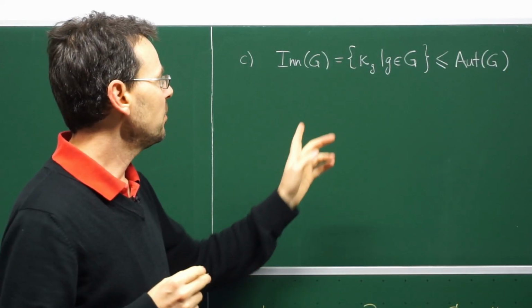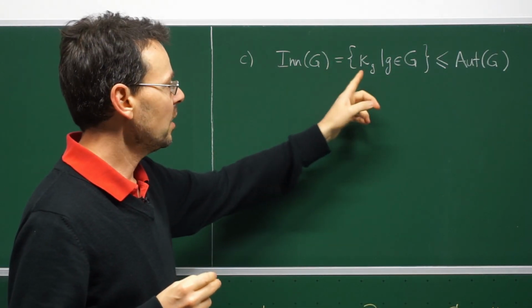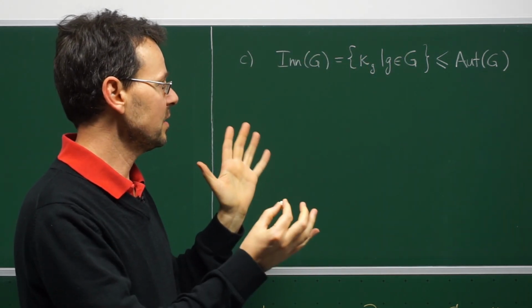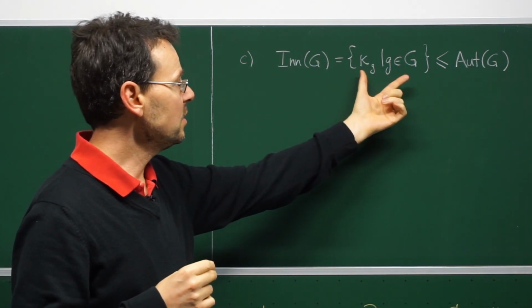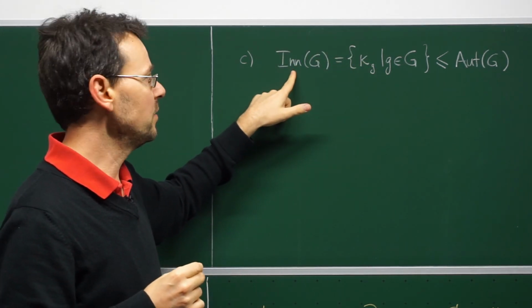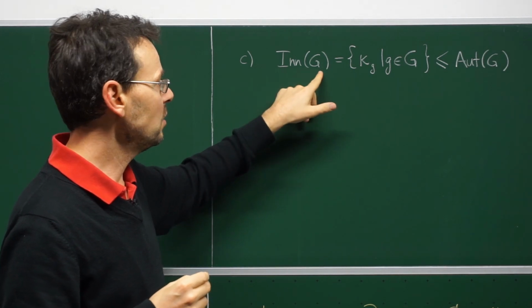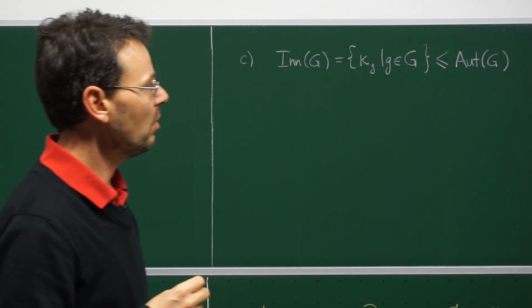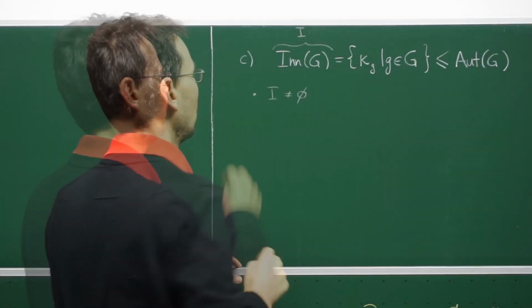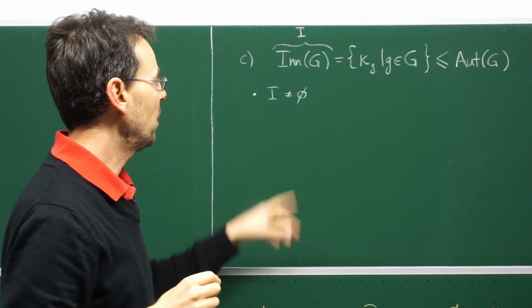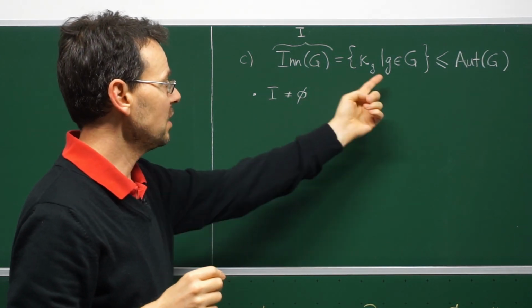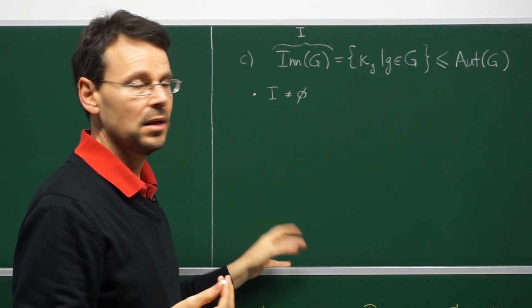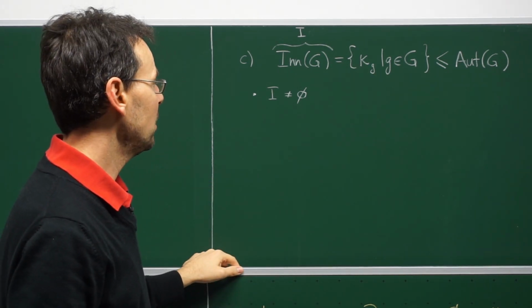Okay, in part C, we take all the conjugations by all the group elements together as a set, and then these are called the inner automorphisms of G, denoted by Inn(G). And now we're supposed to show that this is a subgroup of the automorphism group. Okay, let's abbreviate this with I. Clearly I is not the empty set because there is at least conjugation with the identity. Every group has an identity element.